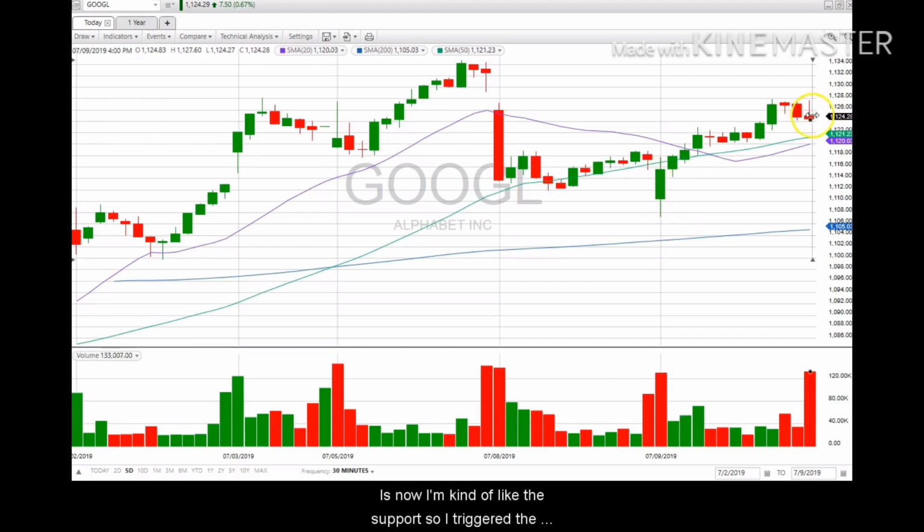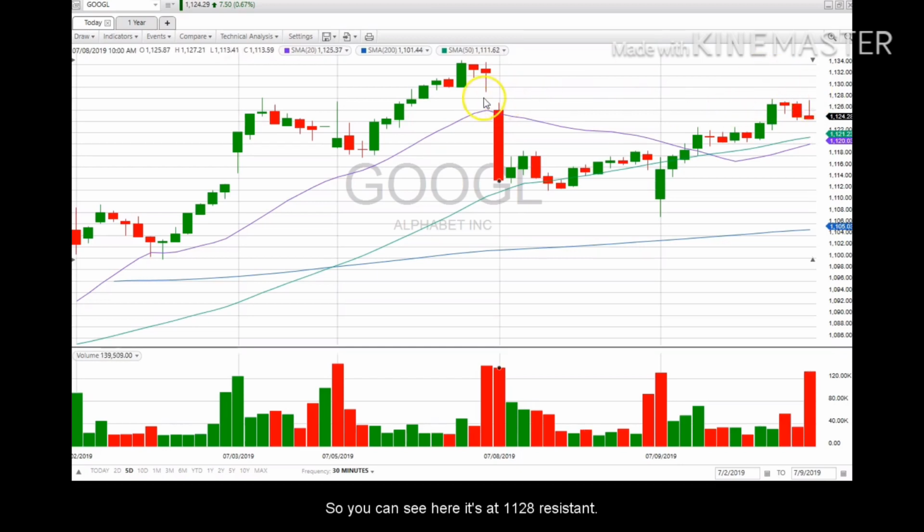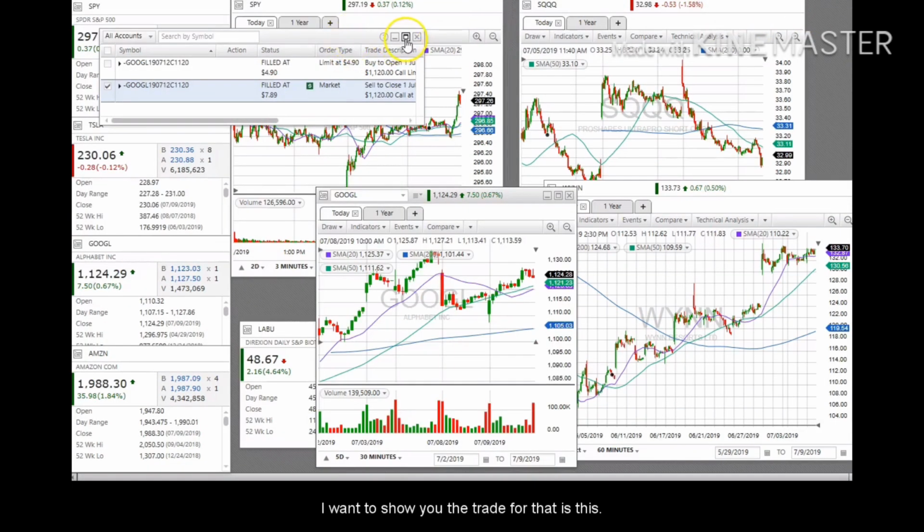So I triggered the long right here, and the next question is, why would you say 1,125 or 1,128 for the exit? It's pretty simple. As you can see, I love the 30 minutes time frame because it zooms in and narrows your time frame, so you can see a better picture. Again, we're talking about a short-term trade. You can see here it's 1,128 resistance. That's why I targeted it. So pretty basic, right? Now I want to show you the trade.